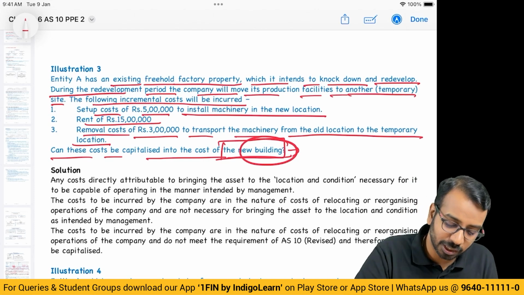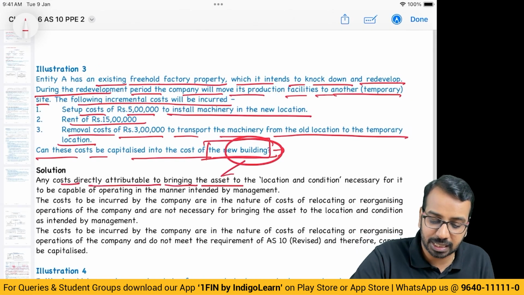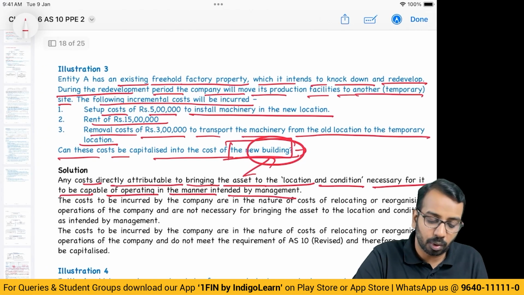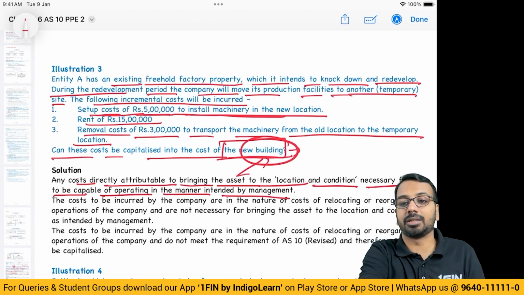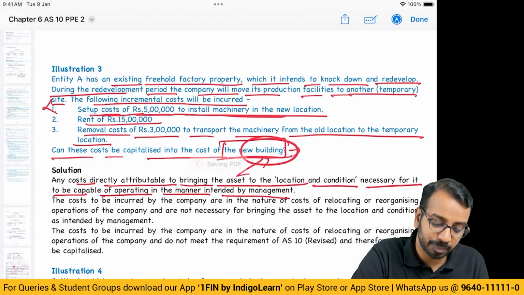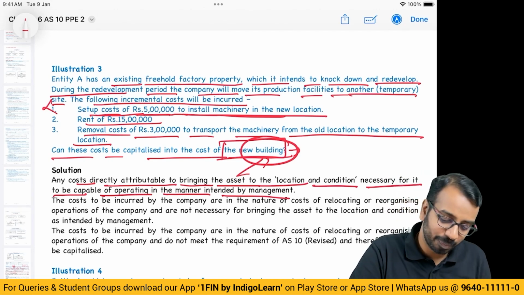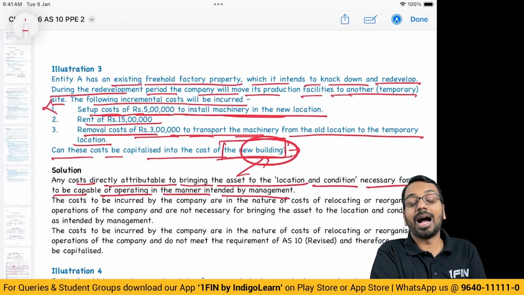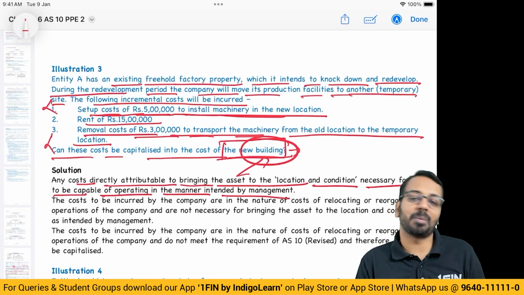So here what you have to understand is, it must be a cost directly attributable to bringing the asset, which asset? The building, to the location and condition necessary for it to be capable of operating in the manner intended by the management. Now what are we incurring? Setup cost of 5 lakhs to install machinery in the new location. That is not for the building, so this cannot be capitalized. Rent of 15 lakhs is for my operations, so that also cannot be capitalized. Removal cost to transport machinery: I am moving machinery from one place to another, so how can I add that to the cost of the building? All of these are operational costs and cannot be capitalized.